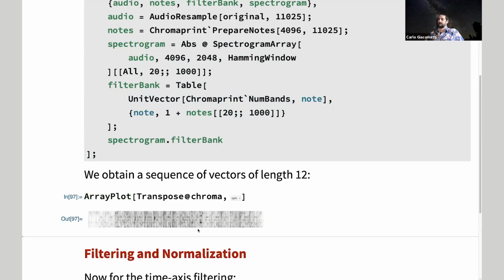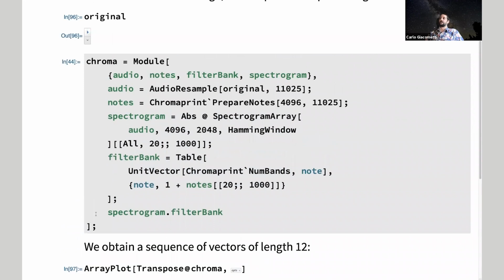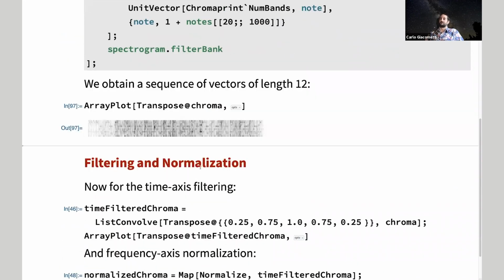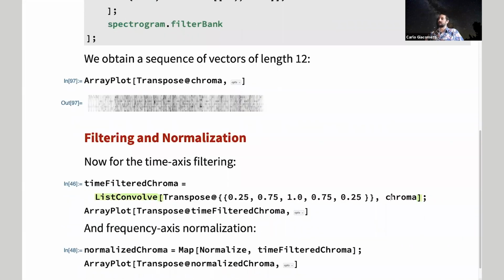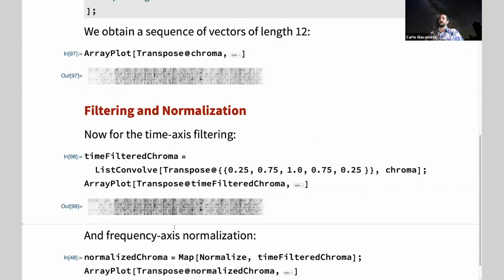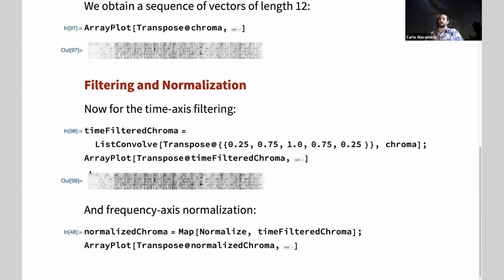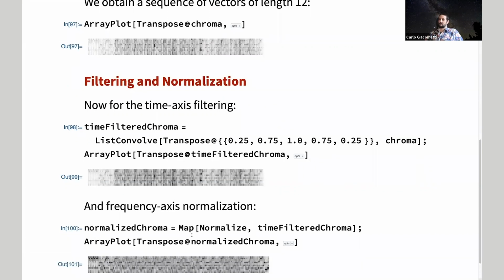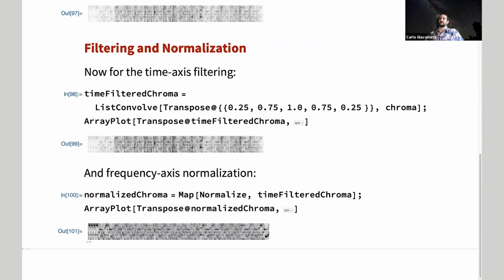We can visualize it: the x-axis is time, the y-axis is our note index. The next step is some time axis filtering. You can see here, our signal is convolved with a simple triangular kernel, so everything is spread out along the time axis. And finally, we normalize each time slice. You can see here the areas that had lower intensity now have intensity that is comparable to all of the other times. So this is our starting point. This is our chroma features as a function of time.